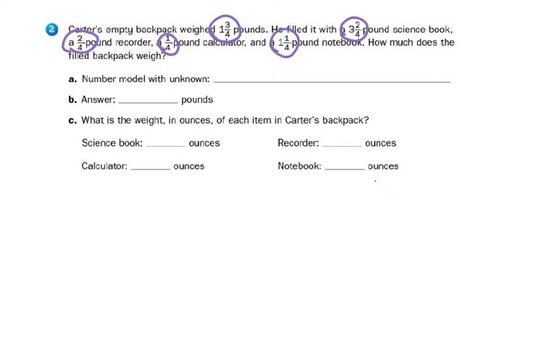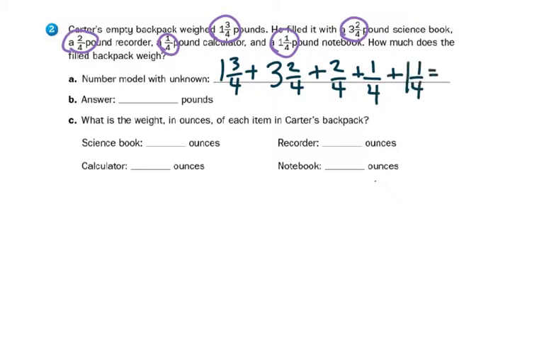So what I need to do is add together all of those fractions. I'm going to start with the weight of the backpack. So 1 3/4 plus the 3 2/4 pound science book, which is quite heavy, a 2/4 pound recorder, a 1/4 pound calculator, and a 1 1/4 pound notebook. And I'll put W for weighs. How much does the filled backpack weigh? So what I need to do is add together all of these numbers.